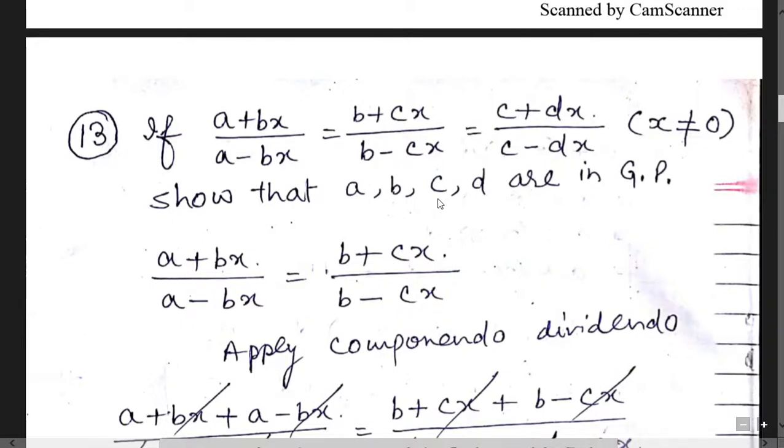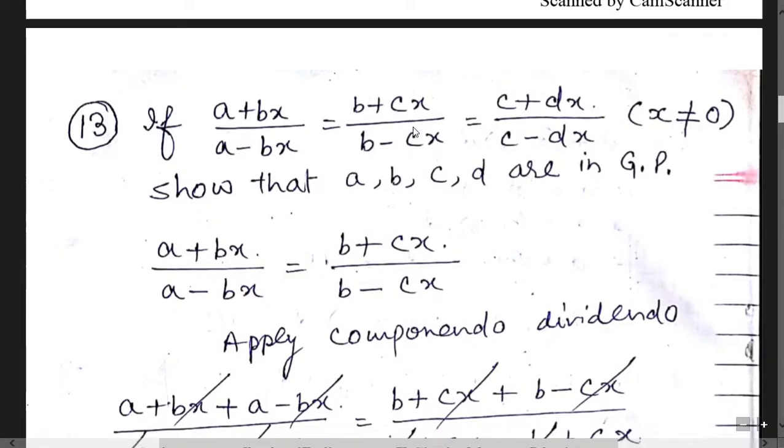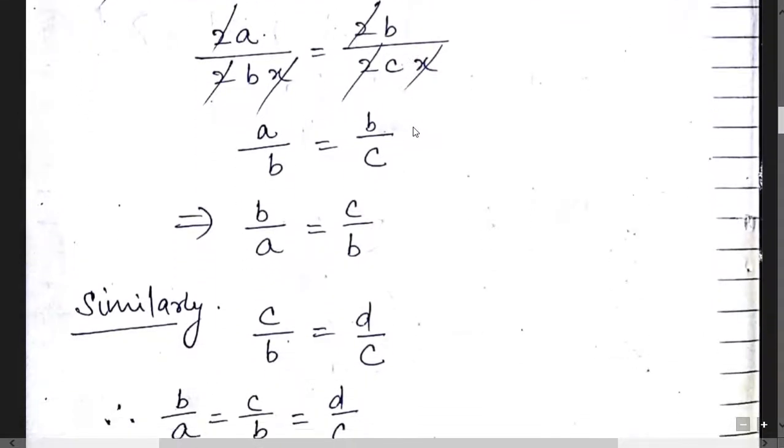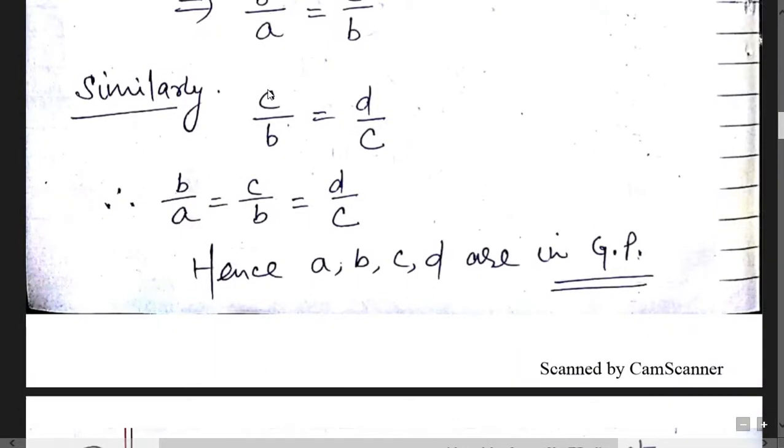Now what to do next? Select these two values. What you will find? Similarly, C over B can be written as D over C. It means B over A is equal to C over B is equal to D over C. Now how can you obtain these values? By selecting the second and third term, you can do it. Now what is the meaning of this equation? It means A, B, C and D are in geometric progression.